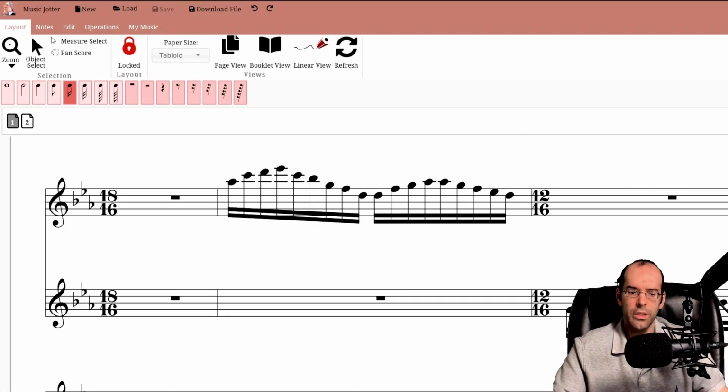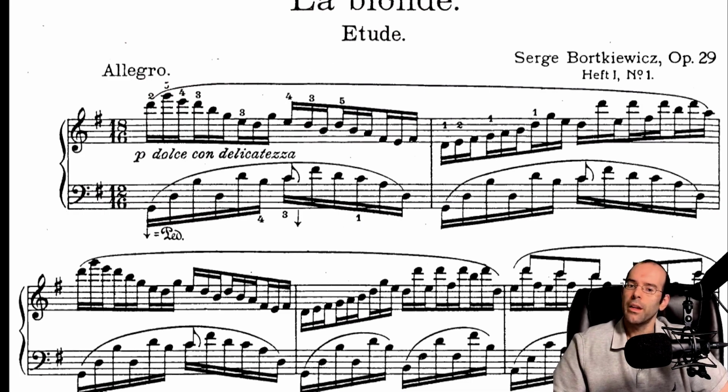And what this composition is telling us is that the right hand is going to have a completely different rhythm than the left hand. Now, another way of doing this without having two different time signatures, one in the right hand and another in the left hand, is to use tuplets. So we're going to do that in Music Jotter. We're going to use tuplets to notate this etude correctly.